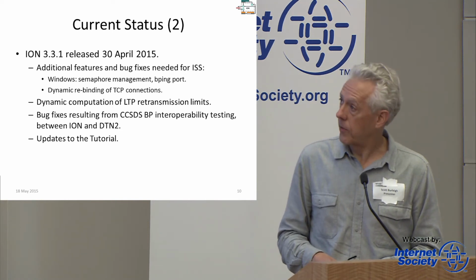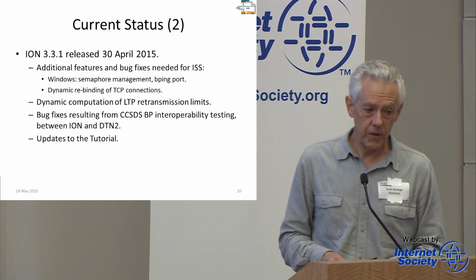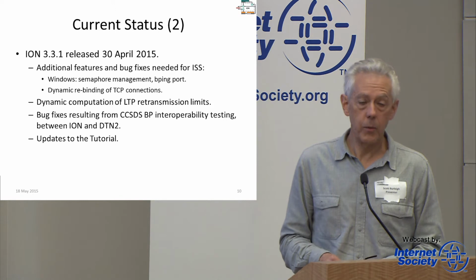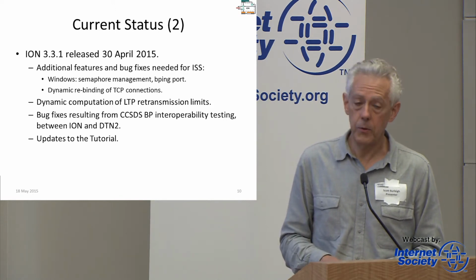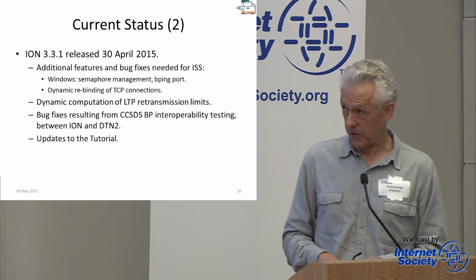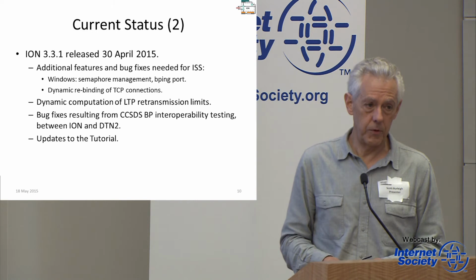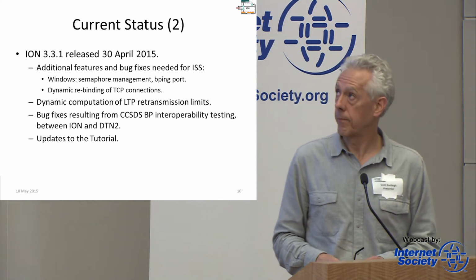There also were a couple of other bug fixes that came out of the CCSDS bundle protocol interoperability testing with JAXA. Testing between ION and DTN2, and as part of that release, we also slipped in a couple of updates to the ION tutorial, which was many years out of date by this point. Next slide.